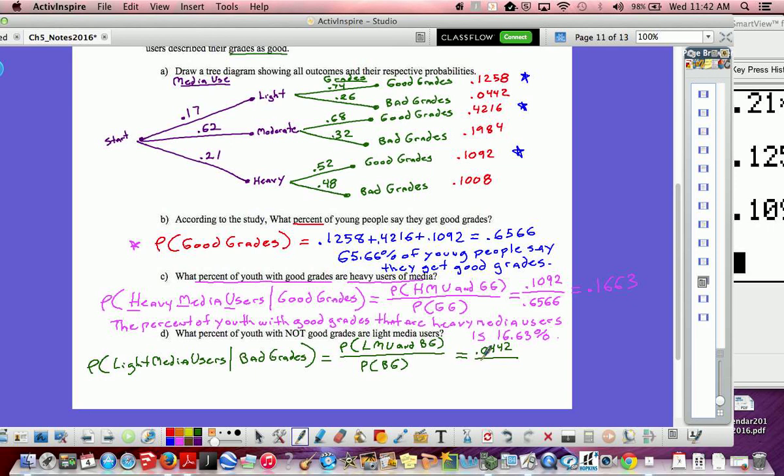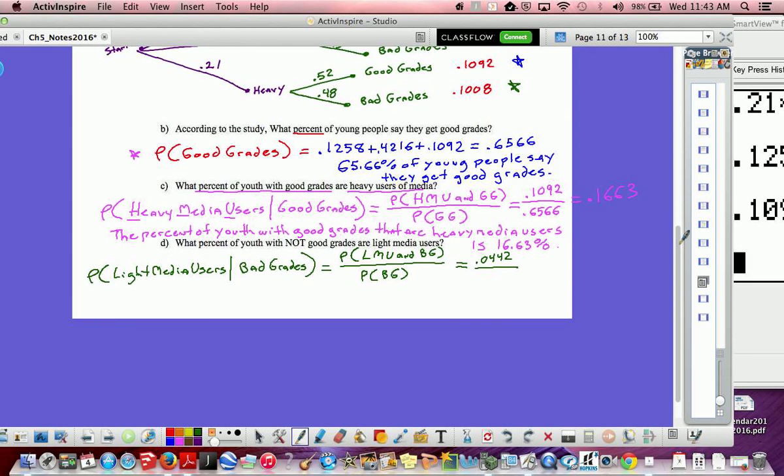Okay. Probability of them getting bad grades. How in the world am I going to get that one? You have to add up all the grades. Okay. So you could add these up. What's another way I could probably get it pretty quick? Probability of bad grades, this should equal 1 minus the probability of good grades. So you could add them up, or I'm going to do it this way, go 1 minus 0.6566. That equals 0.3434.